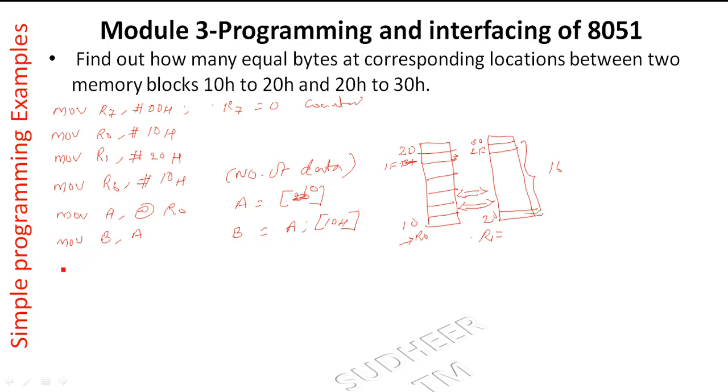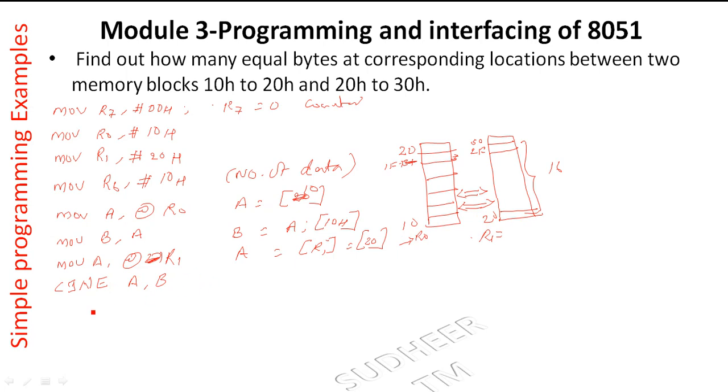Then we will take the accumulator with 20. So MOV A, @R1. So A is now the content pointed to by R1, which is the content of 20. Then we need to do the comparison instruction. Compare and jump on not equal, CJNE, comparing A and B. We are checking whether 10H and 20H are equal or not.